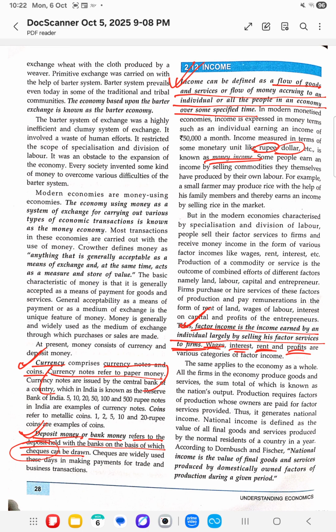Okay. Next up is what is national income? National income is the value of final goods and services produced by domestically owned factors of production during a given period. So this is very important. These are your keywords: during a given period, okay, and domestically owned factors of production. It's not just any factors of production, it should be domestically owned factors of production. Then the income that is coming up, or the value of the final goods and services that is coming up, is being added to the national income.